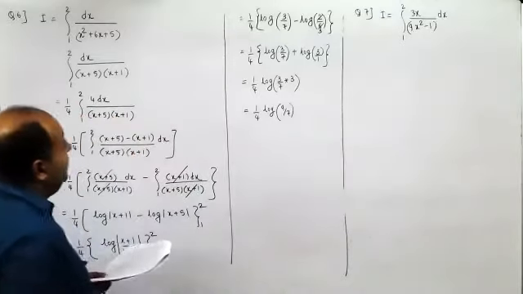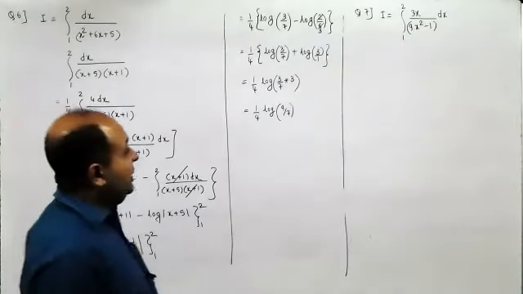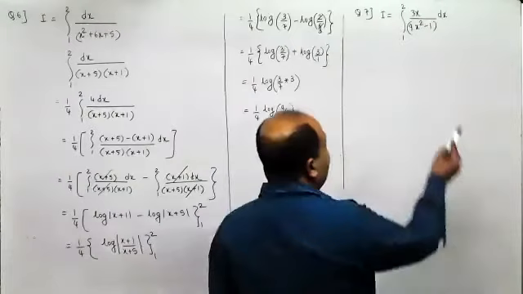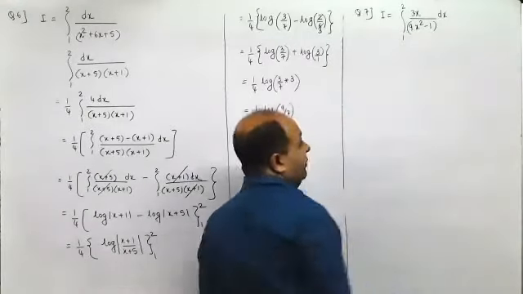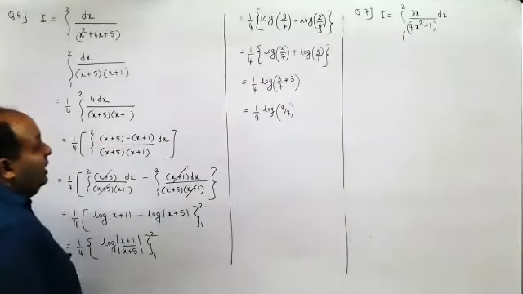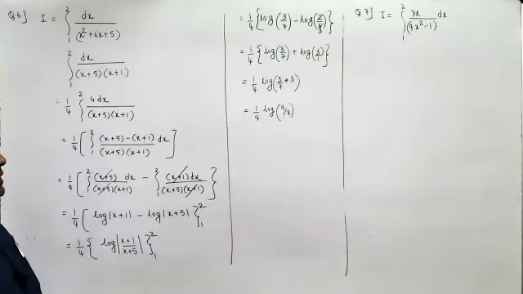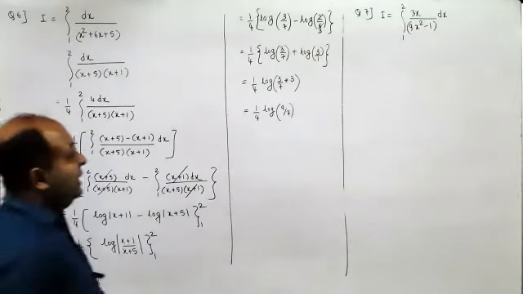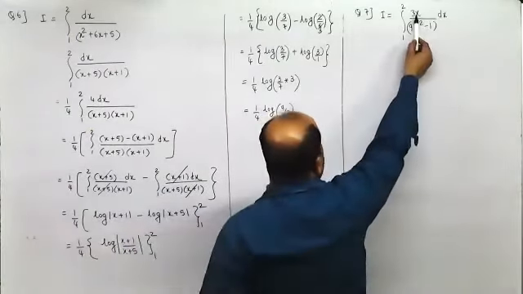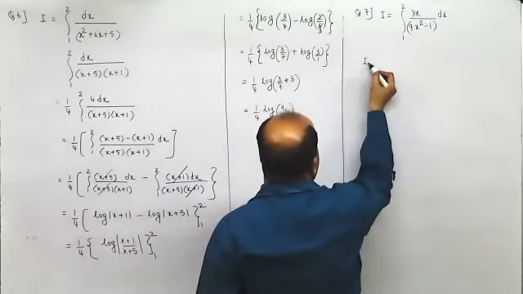No one. Okay. 3x upon 9x square minus 1. Now, if you observe here, linear upon quadratic. If it is linear upon quadratic, we'll try to get the derivative of the denominator in the numerator. Derivative of the denominator is 18x. So just multiply and divide with 6.